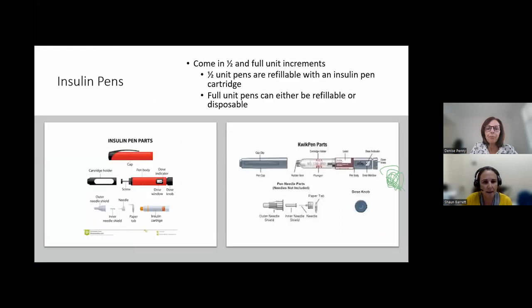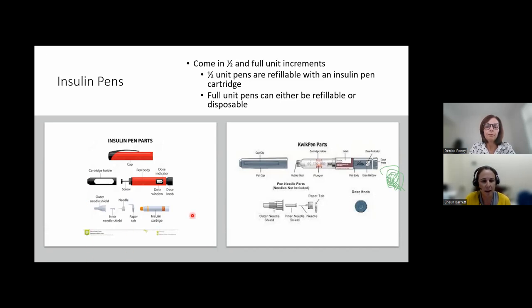So insulin pen devices can come in either half or full unit increments. For some of your younger students, kindergarten or grade ones on smaller doses, they're using half unit pens, particularly for fast acting insulin. All the half unit pens are what we call refillable pens. A cartridge is loaded into that pen, and the insulin is good for up to a month. After that month, a new cartridge of insulin should be loaded into the pen.